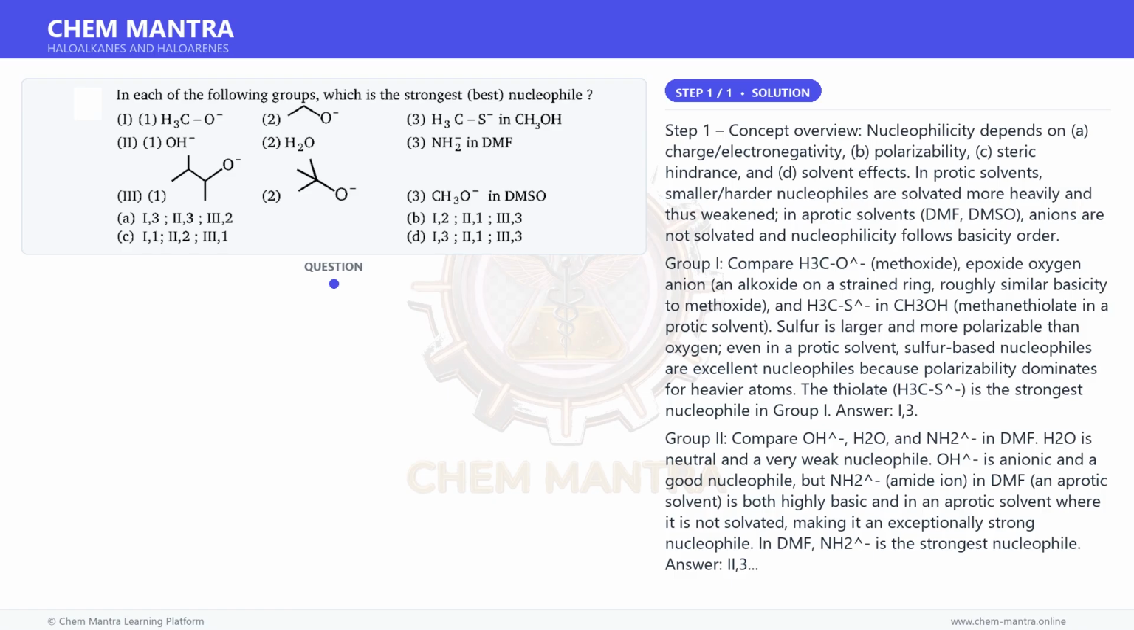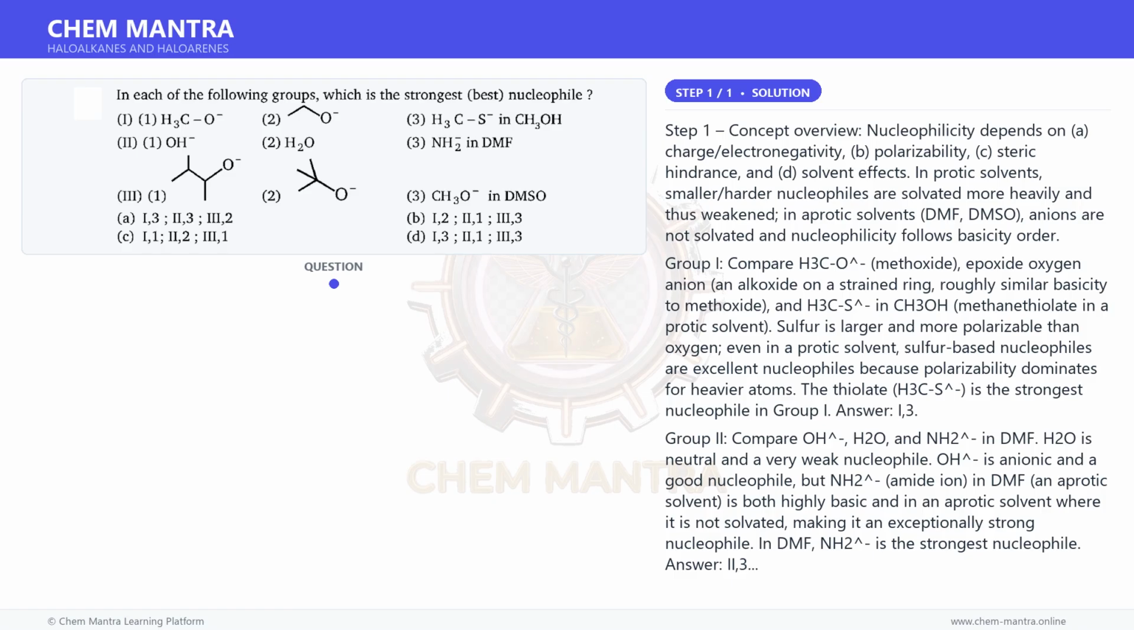Group 1. Compare H3CO-, methoxide; the epoxide oxygen anion, an alkoxide on a strained ring with roughly similar basicity to methoxide; and H3CS- in CH3OH, methanethiolate in a protic solvent. Sulfur is larger and more polarizable than oxygen. Even in a protic solvent, sulfur-based nucleophiles are excellent nucleophiles because polarizability dominates for heavier atoms. The thiolate, H3CS-, is the strongest nucleophile in group 1.